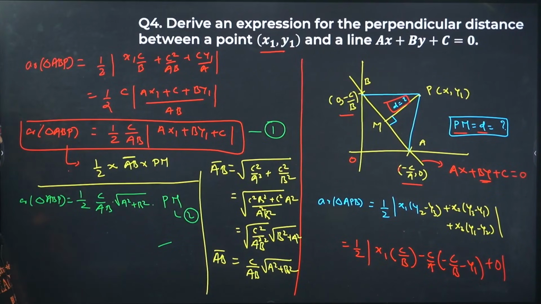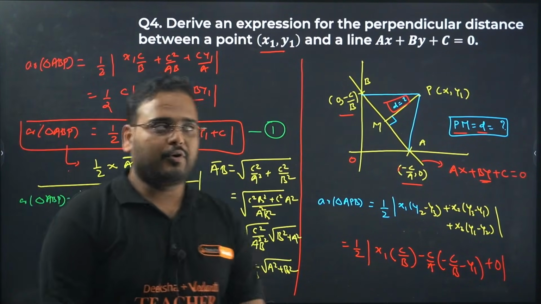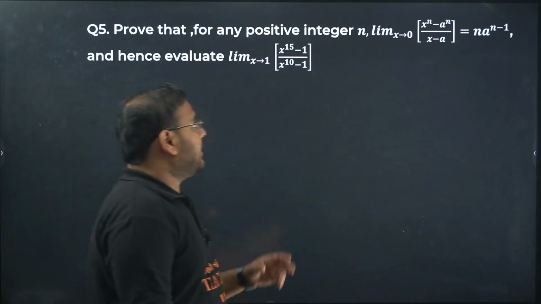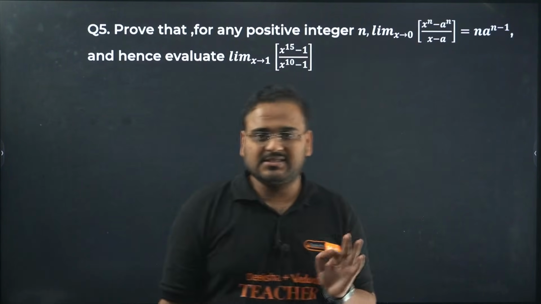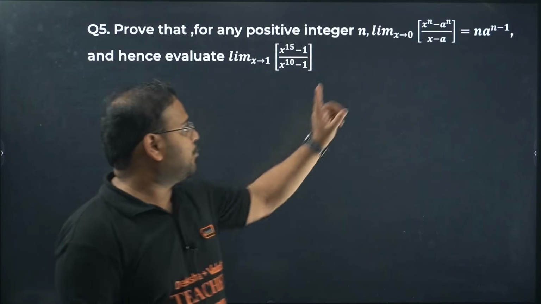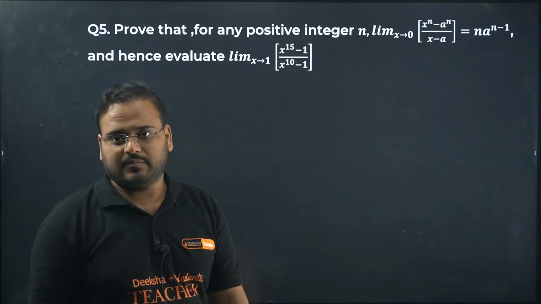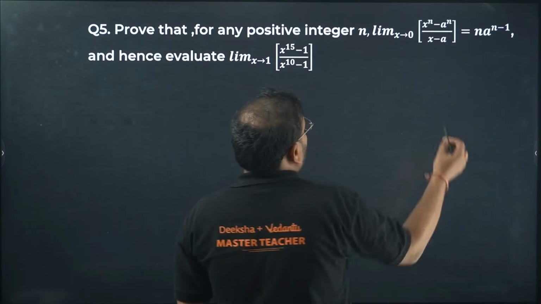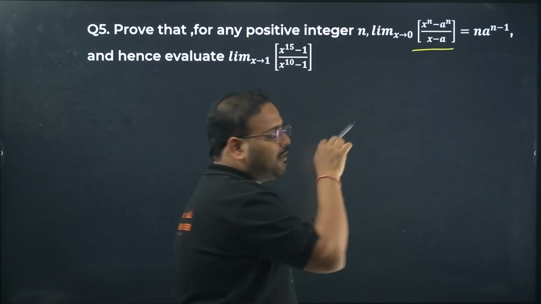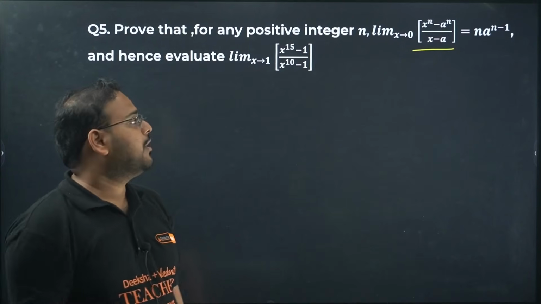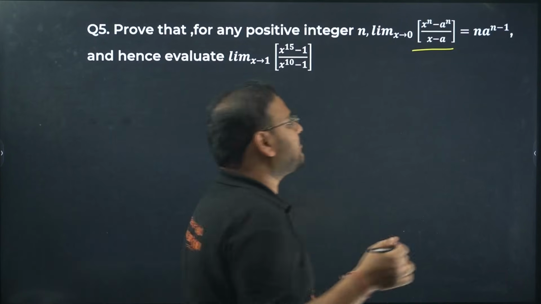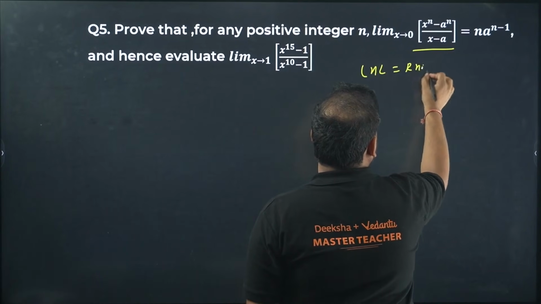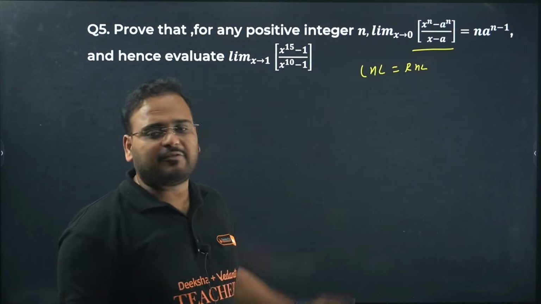A 5 marker. Okay, moving on. Next, question number 5. Again, a proof of the limits. One question from the limits. We have the proof of this and then find this value as well. Can you solve it? Very simple. Of course we can. So think about it. For the limit to exist, we know one thing very well, that LHL should be equal to RHL. Can we write RHL for this particular case?